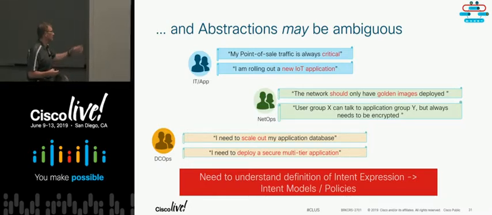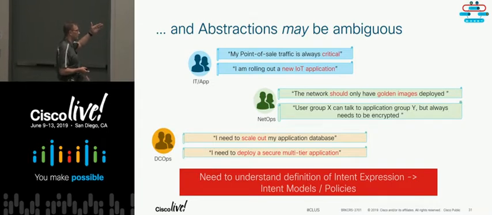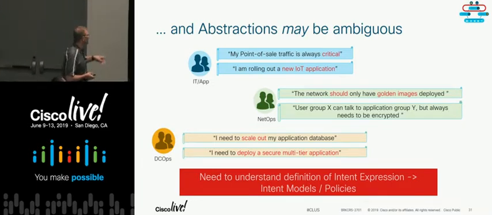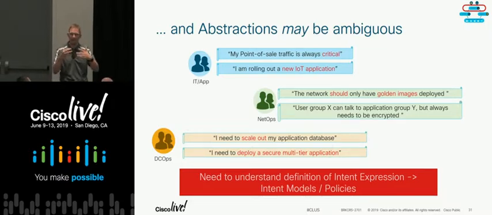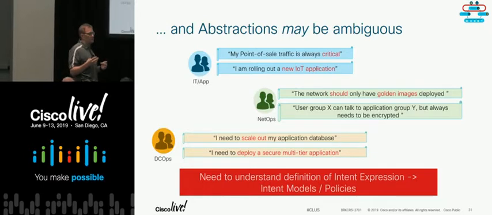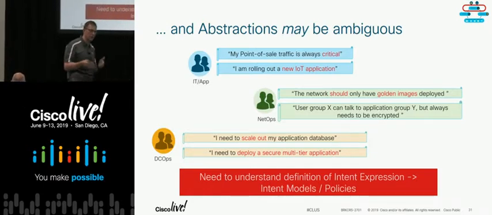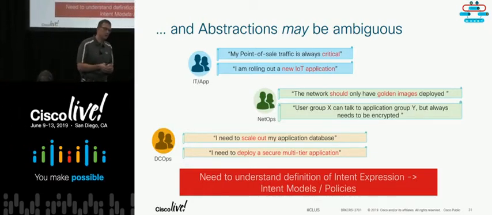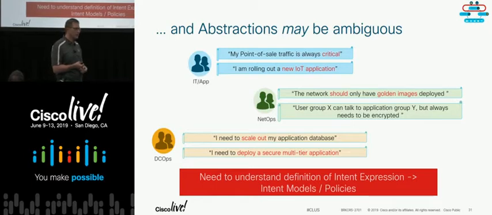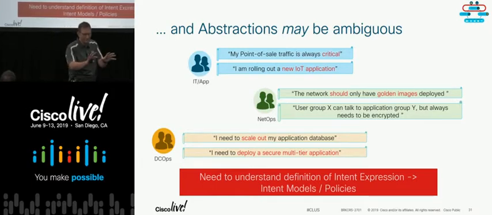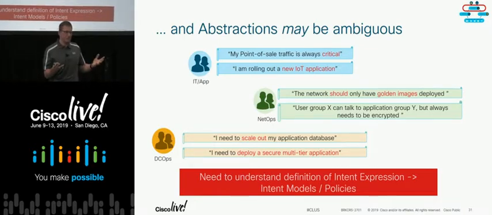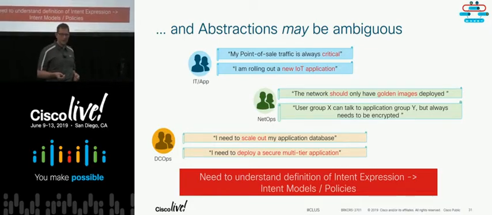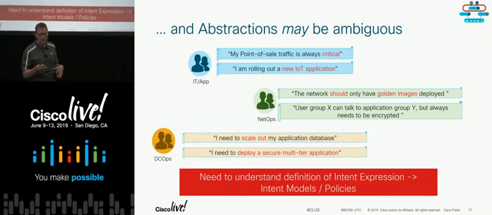So here's some examples of great expressions of intent. Let's take a NetOps one in the middle here. The network should only have golden images deployed. So that may be something that you could say, well, yeah, that aligns with my business goal in my network operations, but it's also ambiguous. First of all, what does should mean? It's already softening up the statement. And then what is a golden image? Who defines the golden image? So that's also something to be aware of.